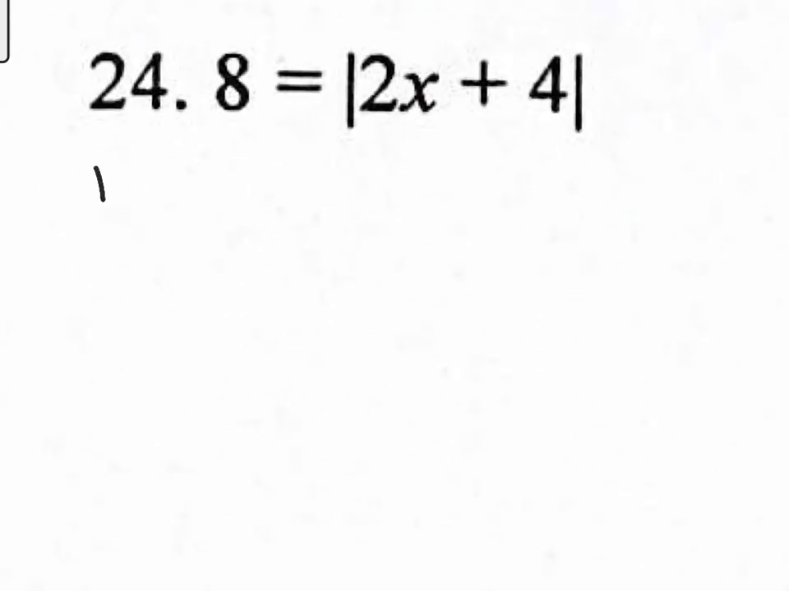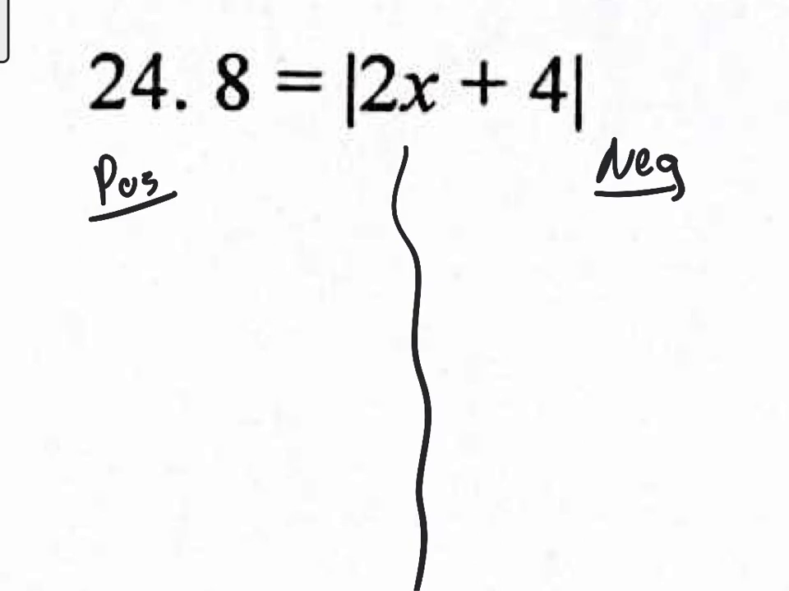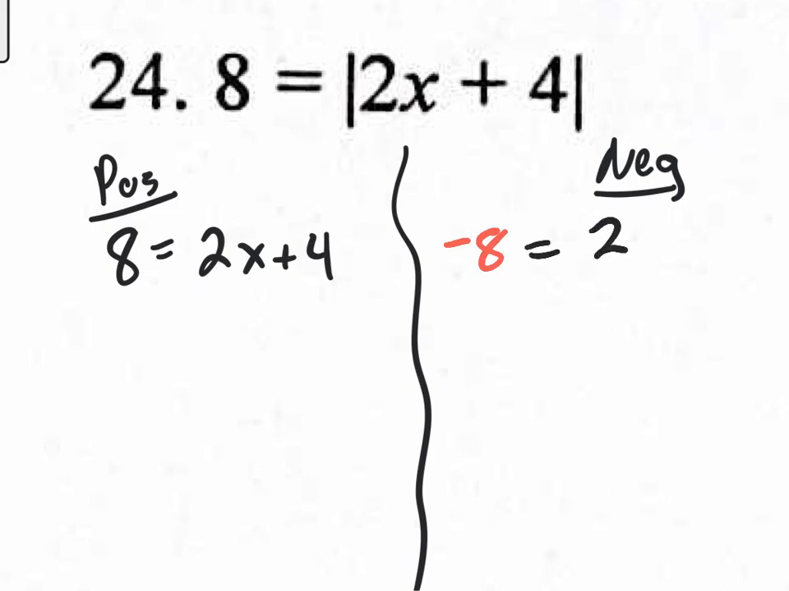Again, we're going to have to do both situations, the positive situation and the negative situation. What's the difference between the two? Well, the positive situation would be rewriting it exactly the way it is without the absolute values. And the negative situation is to rewrite it the same thing without the absolute values, but change the sign. Normally it's on the right side, but in this case the 8 is over here, so change the 8 to a -8. So you have a -8 equals 2x plus 4. And then you solve both of them.